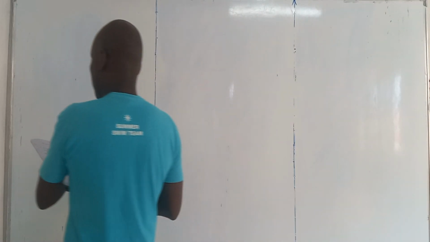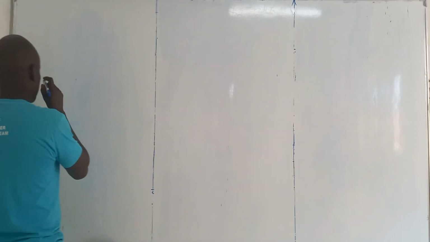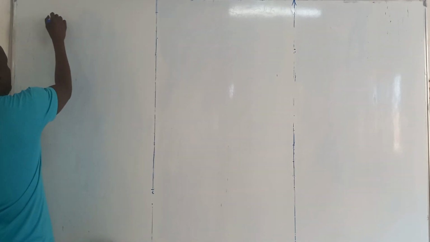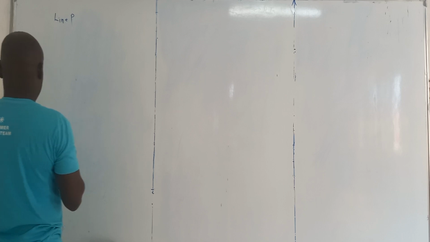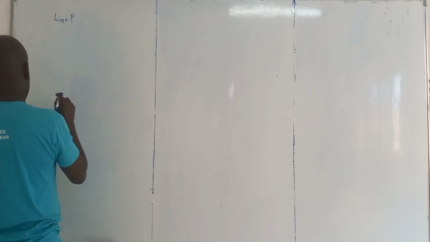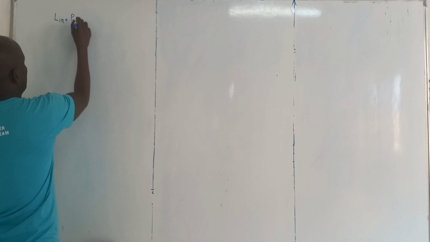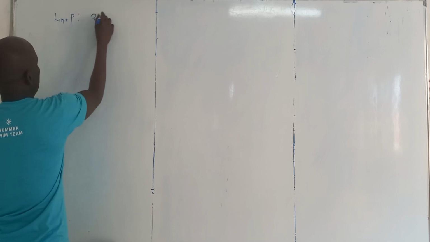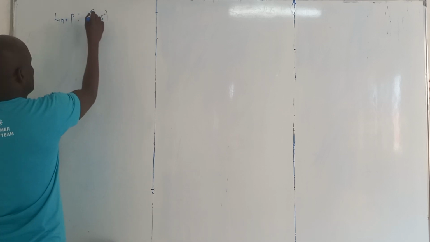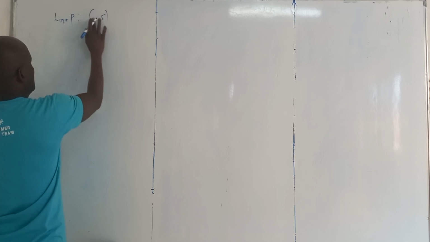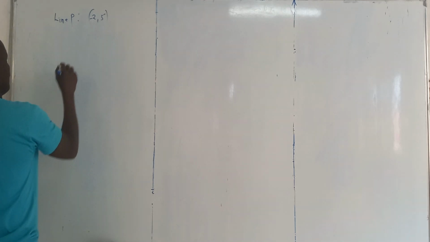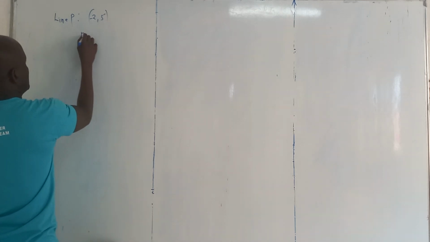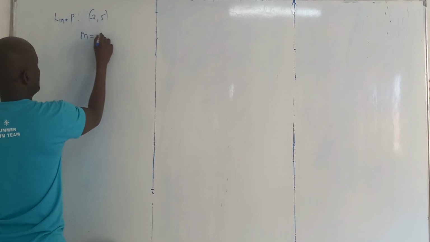Hello, the question is: a line P passes through the point negative 2, 5, and has a gradient of negative 3 over 4.